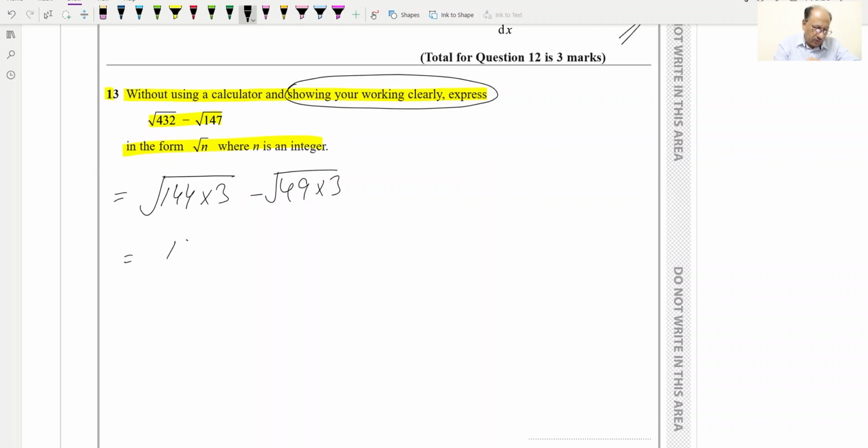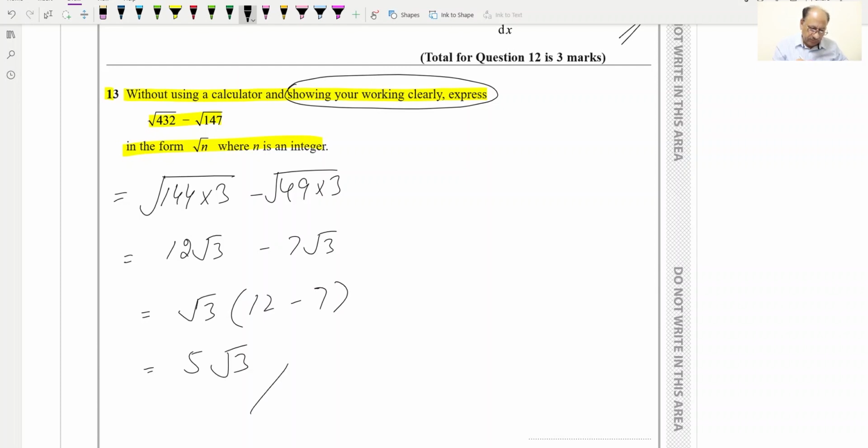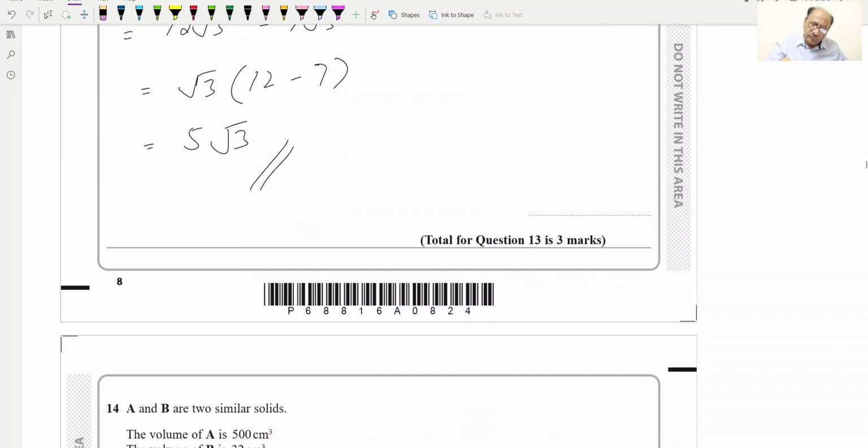Now we can write 12 root 3 minus 7 root 3, and now we can take root 3 as common, so inside will be 12 minus 7, and 12 minus 7 is what? 12 minus 7 is 5, so 5 root 3, this will be the answer. We have shown the complete working, so there is no objection for this one, and you will get all 3 marks which they have mentioned over here.